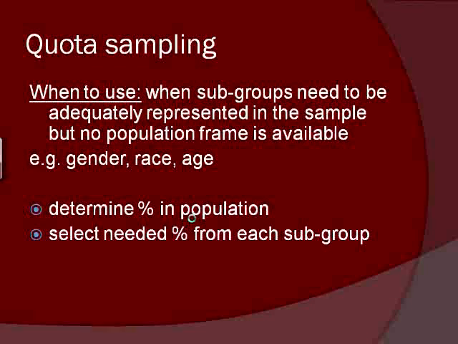What are the percentages of different age groups in my population of interest? Once I know what they are, I go ahead and select the needed percentage from each part of the population. But of course, I can do it using the convenience sampling method.